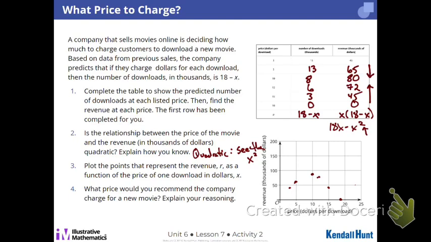So, $10 would make the most money, according to our data here. But $11 would be the best. 11's better? That would be 77. 11 times 8 is 88. In theory, the movie could become a lot more popular, spreading to more people, and could possibly make more money.